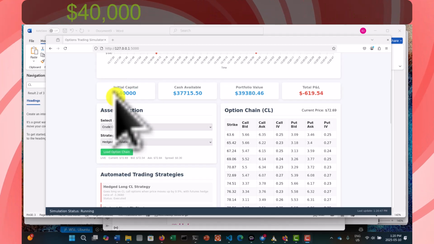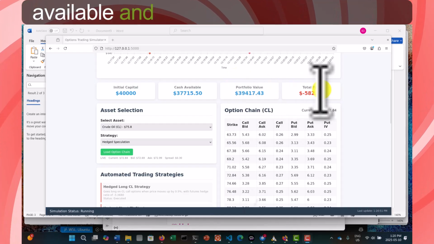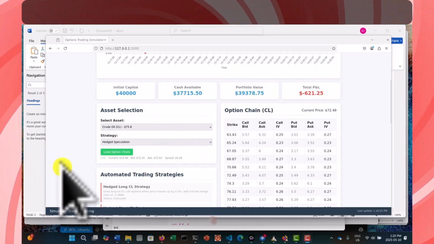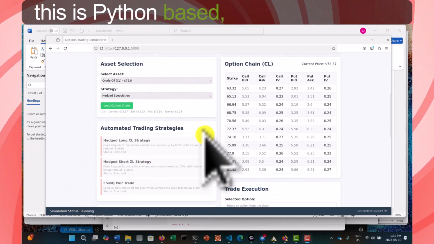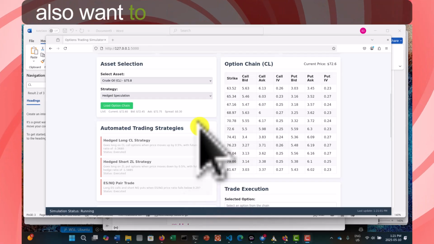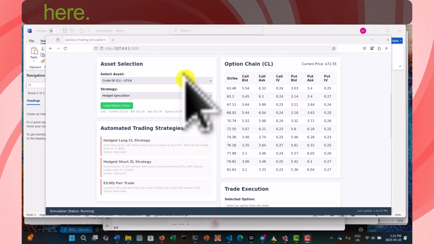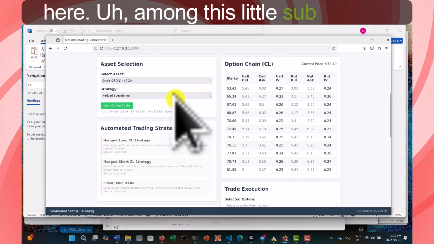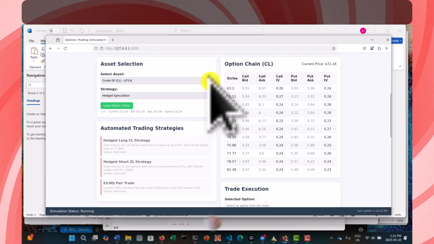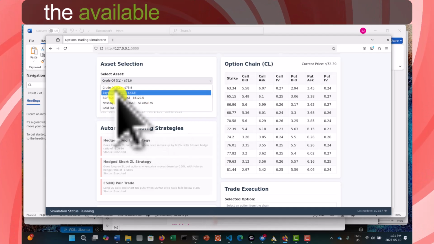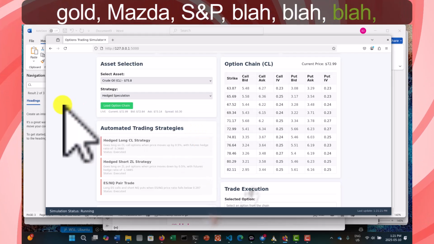So in this case, we would have $40,000 allocated. We have cash available, and this is now running. It could be high frequency trading if I wanted, this is Python based. It's just easier. You also want to lose less money, but still be active, so medium frequency. Here, among this little sub portfolio, we have various assets. I'll show you this in a minute. But these are the available asset classes: soybean, gold, Nasdaq, S&P, and so on.